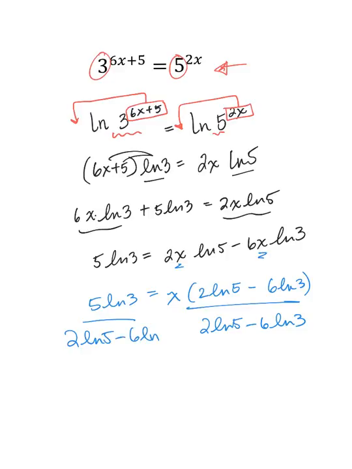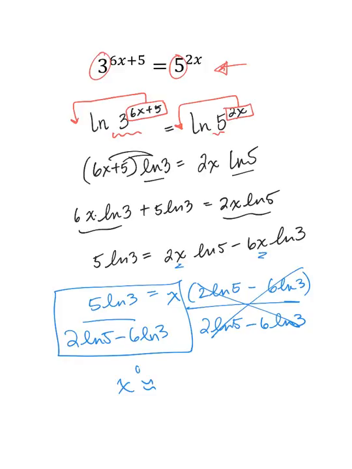So don't just get scared because you see natural log in there. It's really not too bad. It's very similar to what you would do with the normal numbers. So this is the exact value for x. Then you can punch it into a calculator and get an approximation.